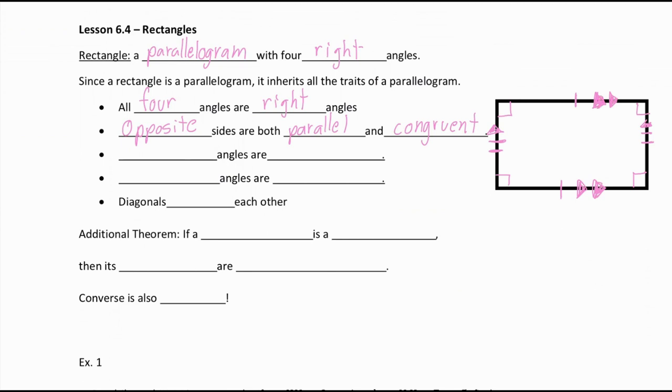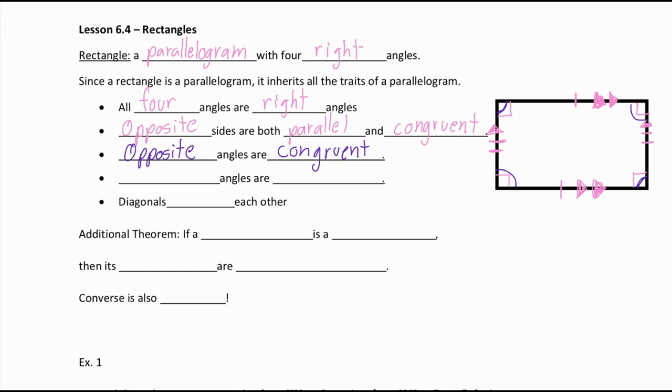Okay. So, what is true about opposite angles? Opposite angles are congruent. So that means this angle is congruent to this angle, and this angle is congruent to this angle. But what's also true about rectangles? All angles are congruent, because they're all right. So while it does hold that property, they are all technically congruent.